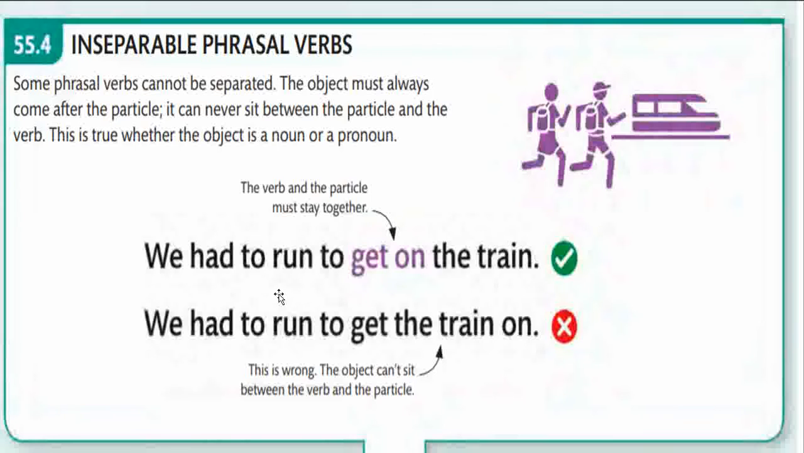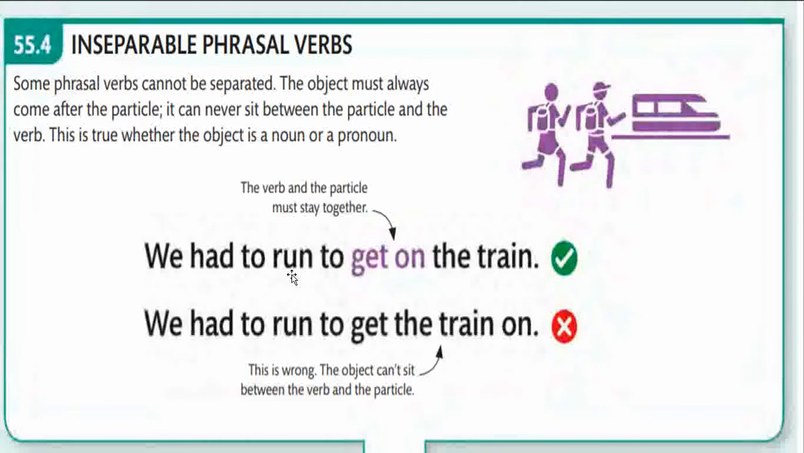The next pointer that we have is inseparable phrasal verbs. Now, certain phrasal verbs cannot be separated at all, no matter what the meaning be. These phrasal verbs are intact and the object should be placed after it. Some phrasal verbs cannot be separated. The object must always come after the particle. It can never sit between the particle and the verb. This is true whether the object is a noun or a pronoun.